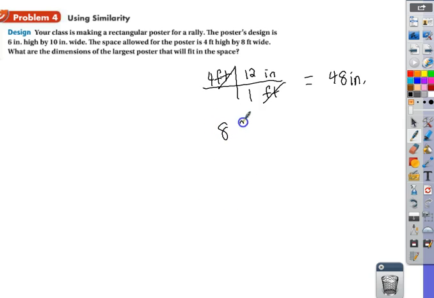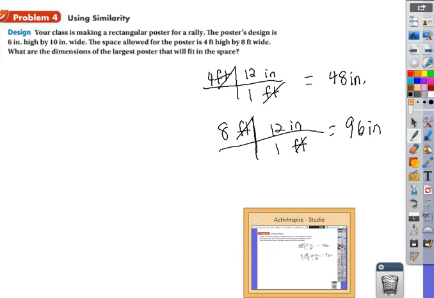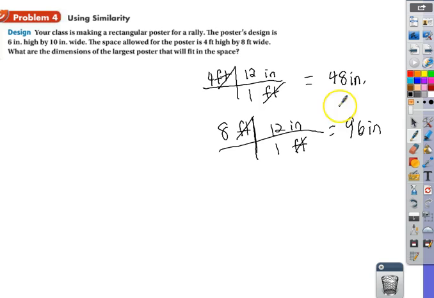If I do the same for 8 feet, it's 8 feet times 12 inches over 1 foot. Once again, the feet cancel. 8 times 12, 96 inches. Now, the question is, which one of these is less in terms of these measurements? Well, the 48 matched the height. And the 96 matched the wide.